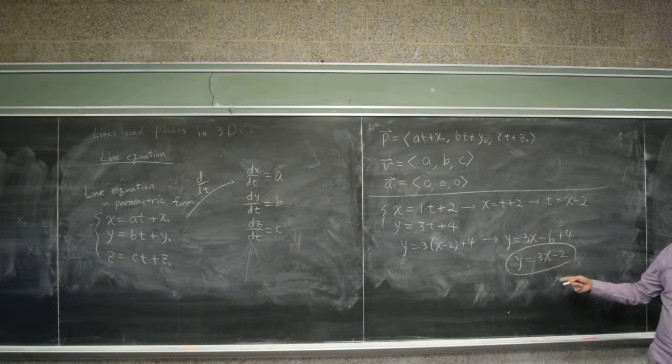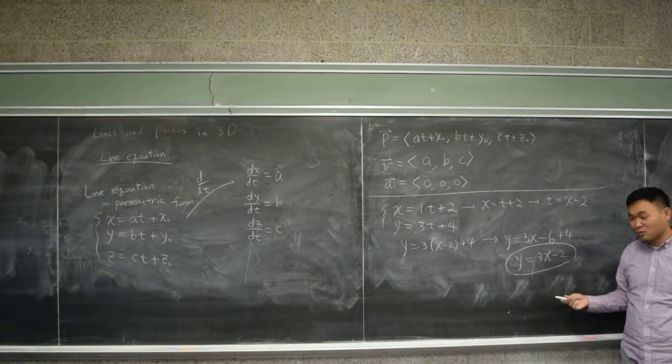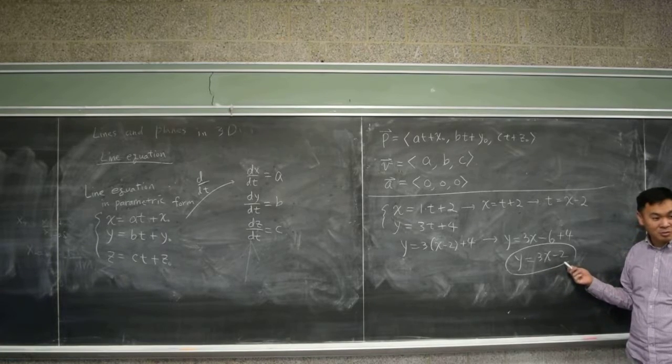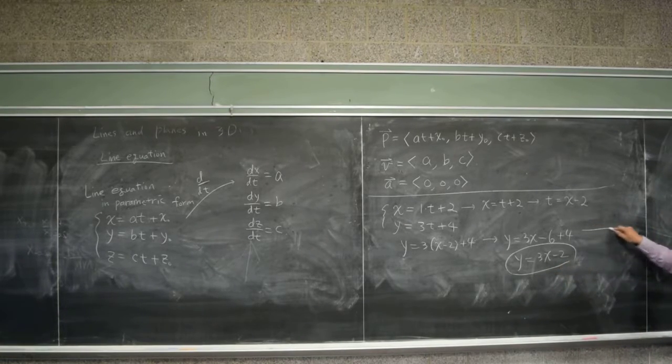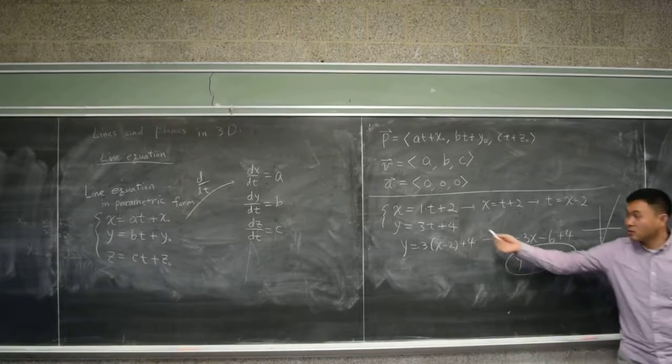And yeah, this is the usual line equation that we are used to. It has a slope of 3 and y-intercept of -2. We can even draw this comfortably because there's -2 and the slope is 3, so it's more like this. That's the line. That's the trajectory of this equation that we have.